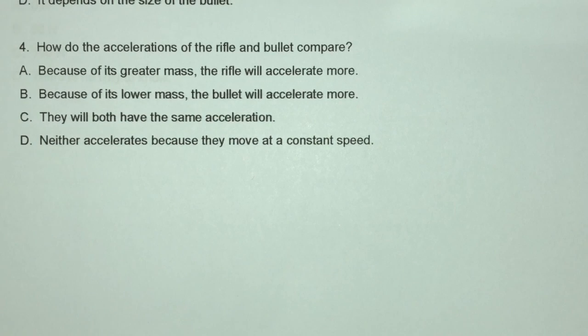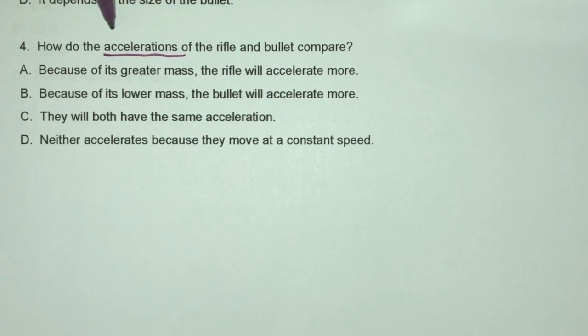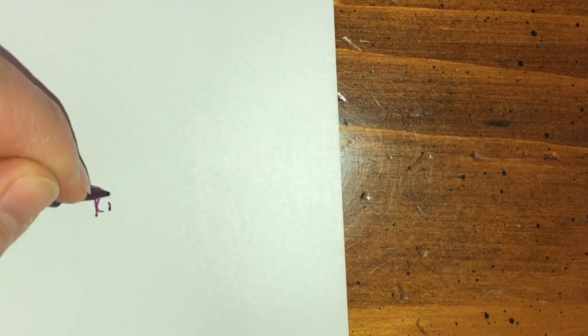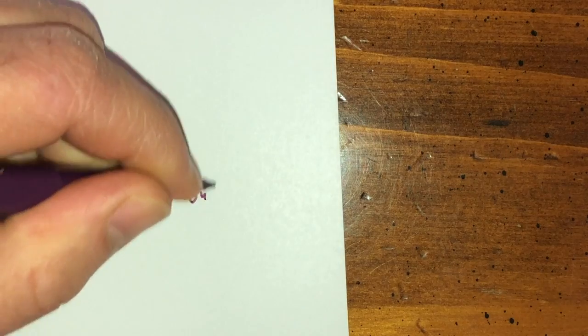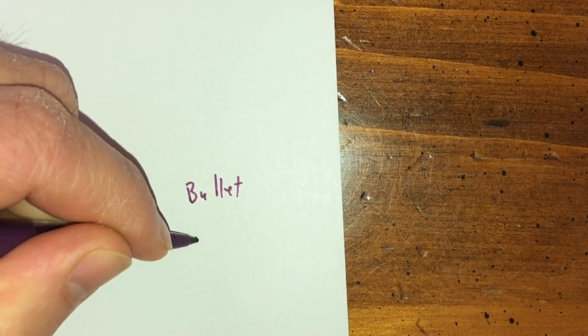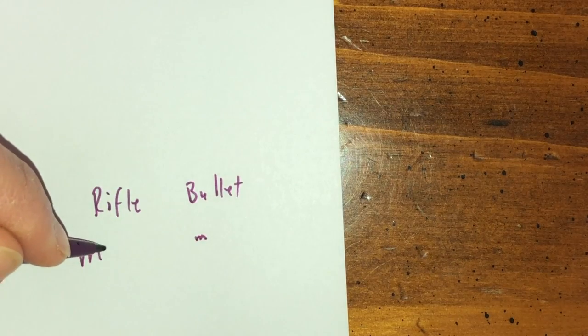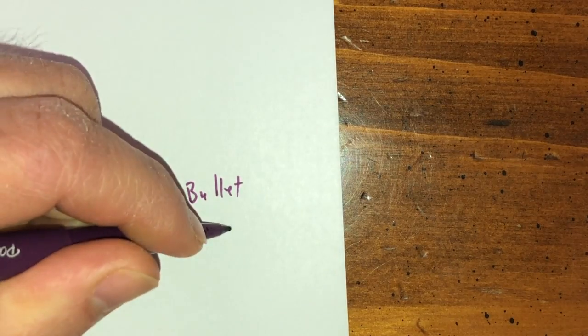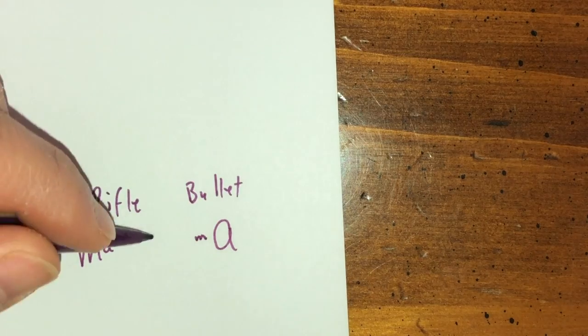All right, number 4, how do the accelerations of the rifle and the bullet compare? Now this is where the acceleration is the effect of those forces. You've got the rifle and you've got the bullet. The rifle has a big mass, the bullet has a small mass. Therefore, the rifle has to have a small acceleration while the bullet has a large acceleration.